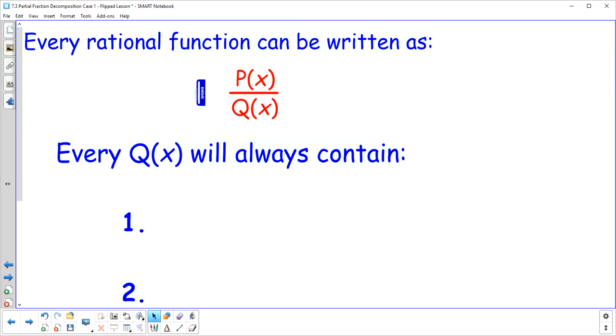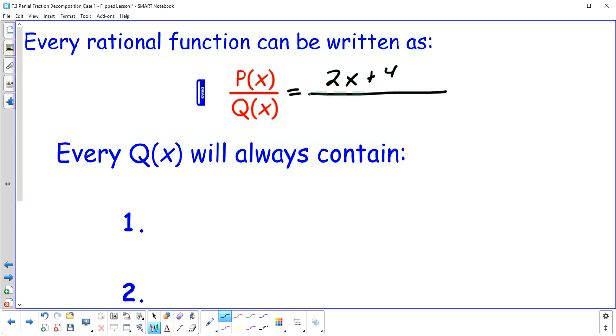And every rational function is just going to be some function p of x over another function q of x. It could be as simple as 2x plus 4 over 3x cubed minus 2x plus 1. Okay, that would be a rational function. Something we talked about way back early at the beginning of the year, and we did a lot of graphing with these, and we talked about asymptotes and holes and that kind of thing.